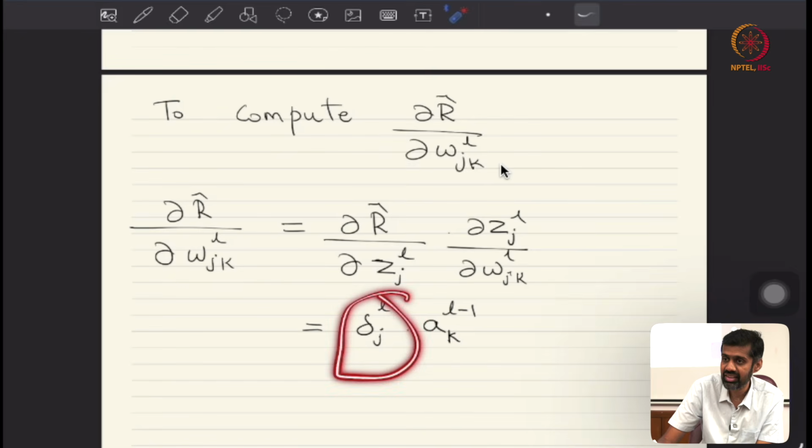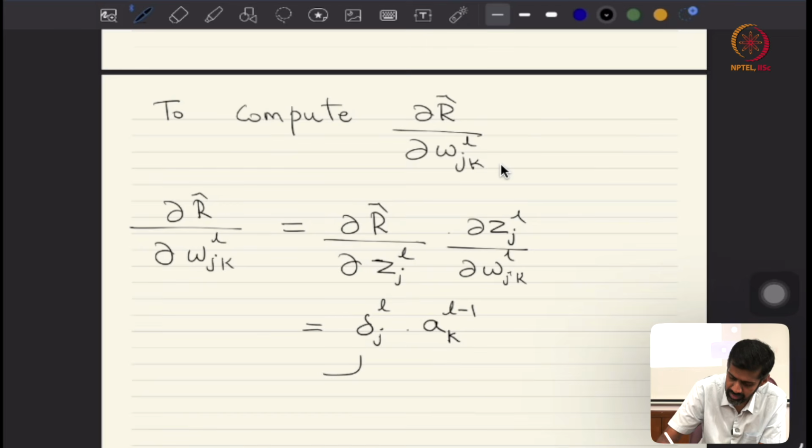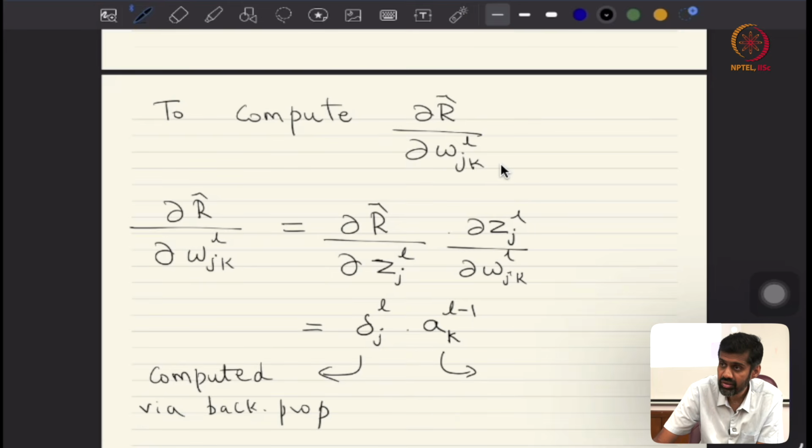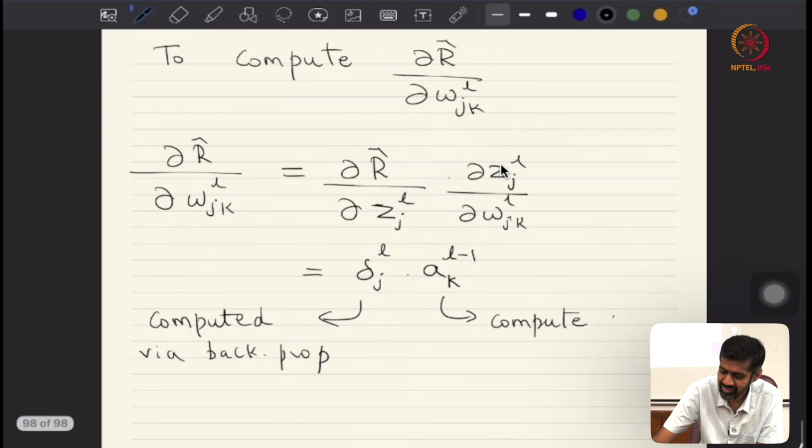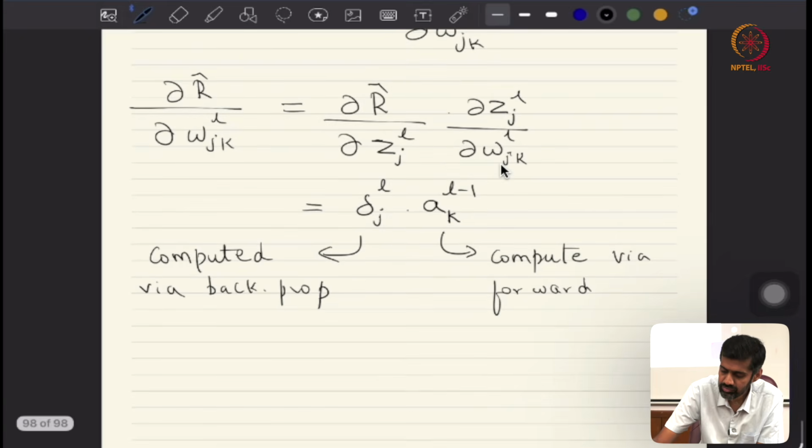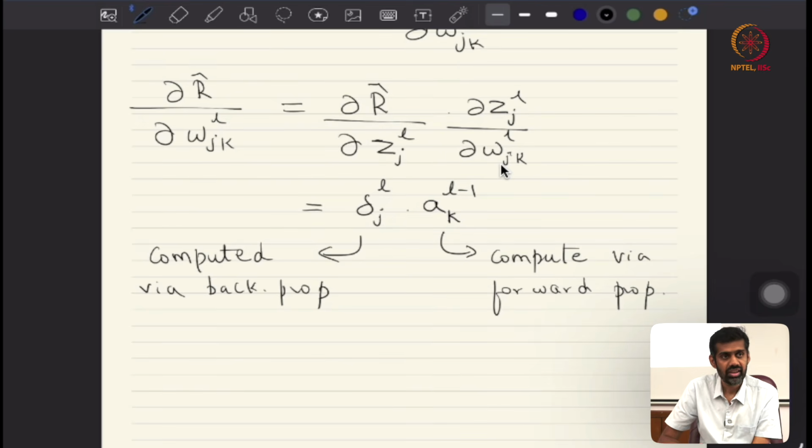Do we know del L delta Lj? We know how to do it. This is computed via backprop. This is in fact computed via what is called a forward propagation. That is it. So this completes backprop. So we have the gradients that we need and then do a gradient descent.